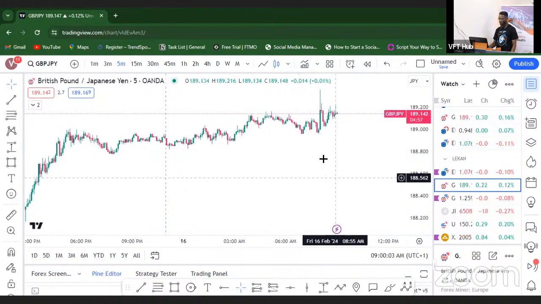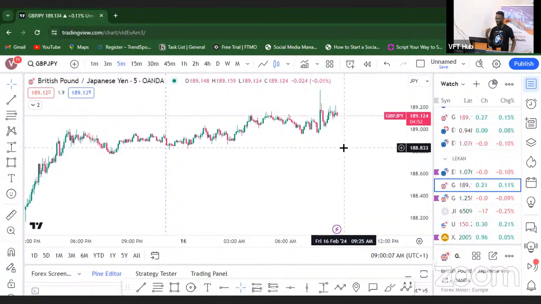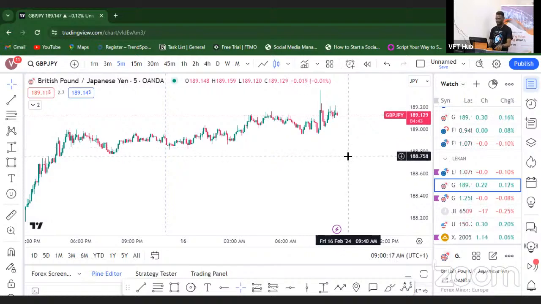So once again, I'm going to advise us that if your schematic is not showing up in the market, just wait and see when they show up and take the trade accordingly, which means trade cautiously and use your proper risk management strategy.